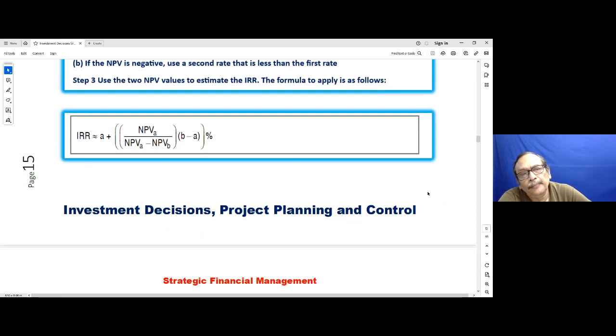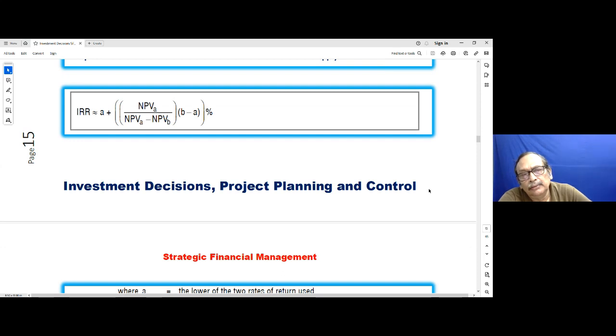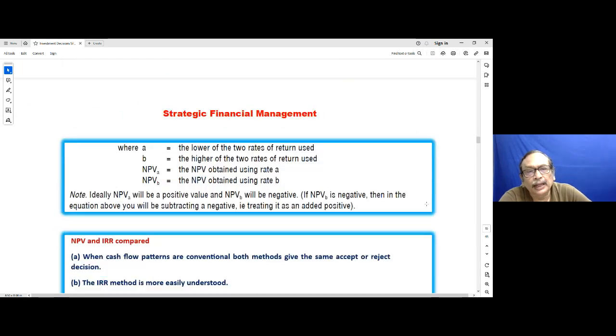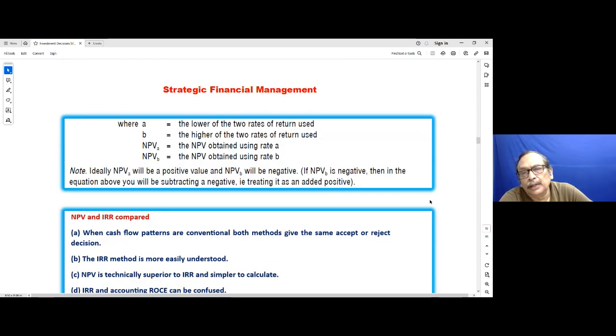The formula will be IRR is equal to A plus NPV of A divided by NPV of A minus NPV of B, multiplied by B minus A, that is in percentage, where A is the lower of the two rates of return used, B is the higher of the two rates of return used, NPV suffix A is the NPV obtained using rate A, and NPV suffix B is the NPV obtained using rate B.